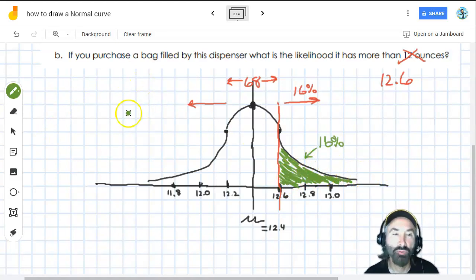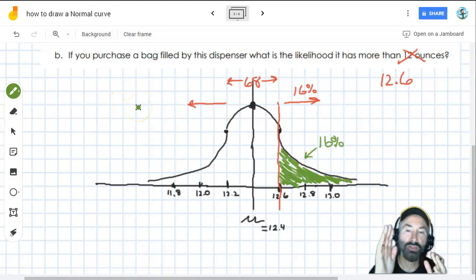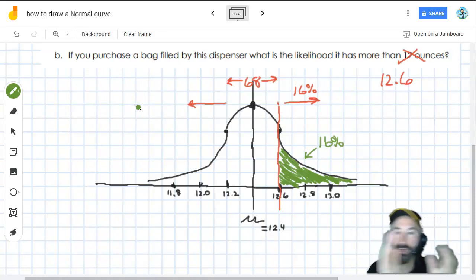All right, we're going to do one more example where we look at the use of the empirical rule for when we're in between two cut points.